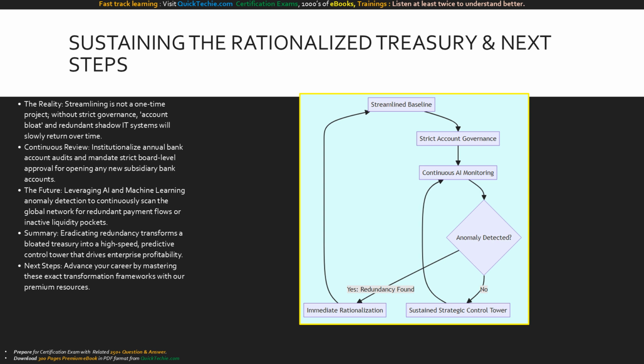If yes, meaning a new redundant account or process is found, we trigger immediate rationalization, which cleans it up and resets our baseline. If no, we successfully maintain our sustained strategic control tower. This endless loop guarantees that your treasury remains lean, agile, and fiercely protected against future redundancy.